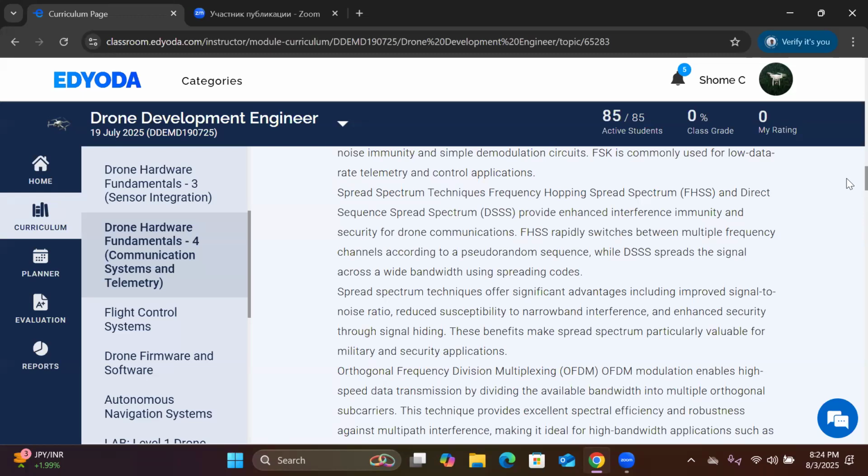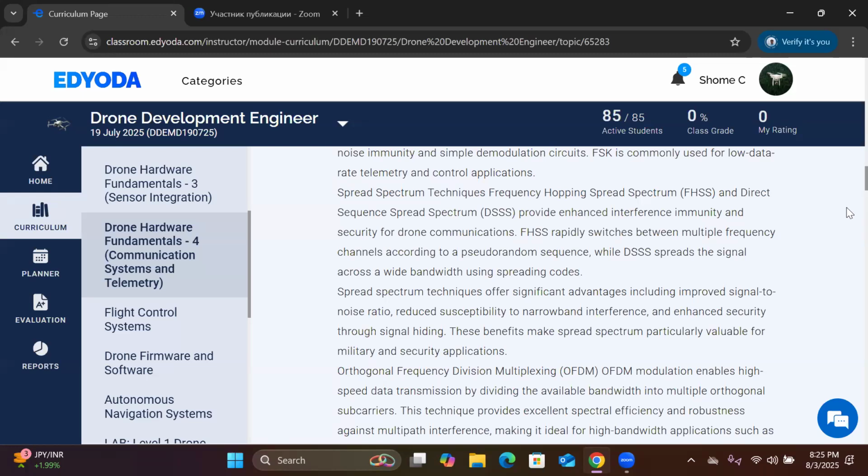The two most enhanced or renowned frequency modulation schemes being used are frequency hopping spread spectrum and direct sequence spread spectrum. The merits and demerits of FHSS and DSSS are described in these two paragraphs, so I think you can go through them. It is not that difficult.